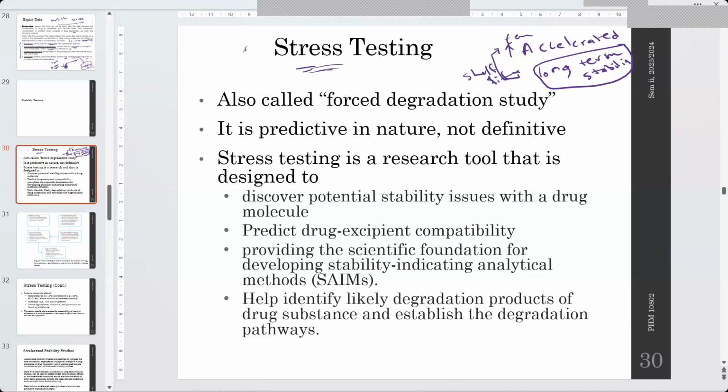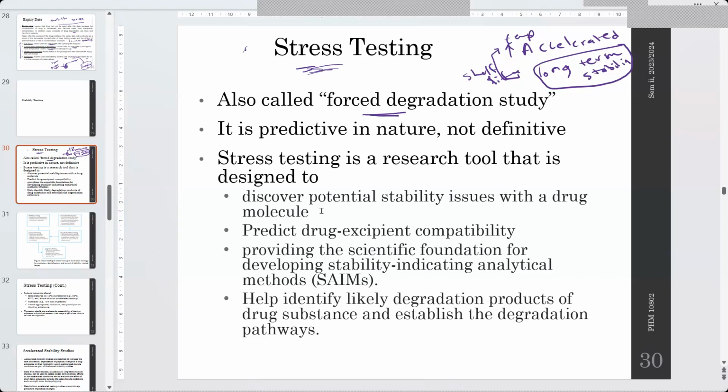What is the purpose of increasing temperature? You increase the temperature so that you speed up the degradation study. So I do stress testing because I want to get quick results. I increase the temperature so that I can study the degradation faster. I can get degradation products in higher amounts and I can study them. So stress testing is a research tool to discover potential stability issues with drug molecules.